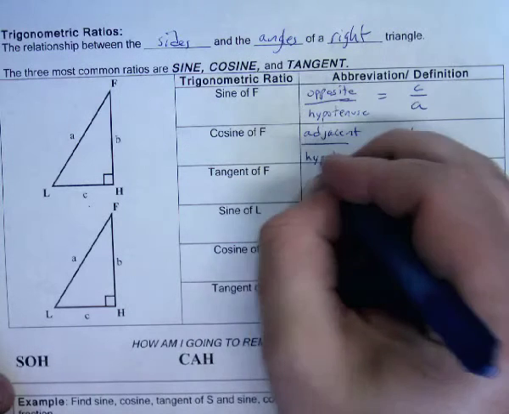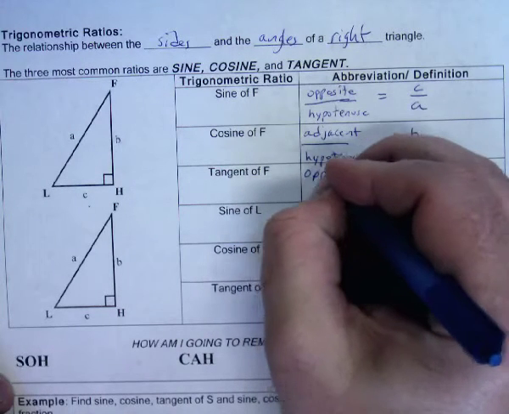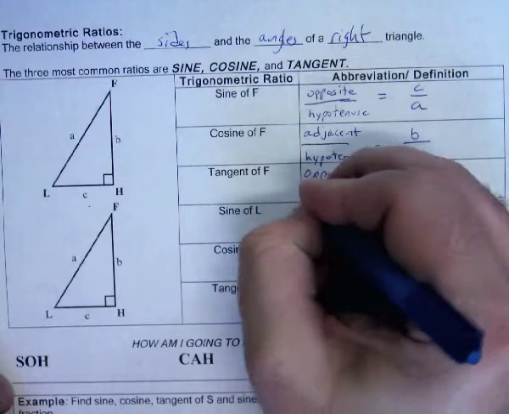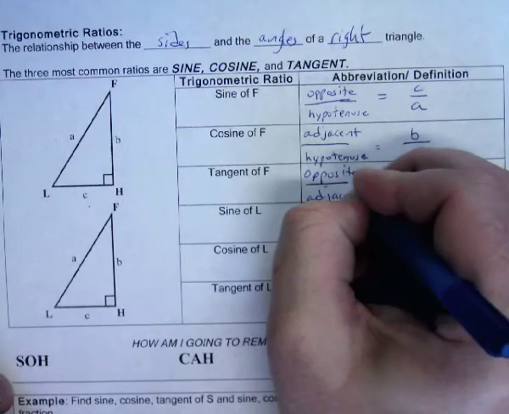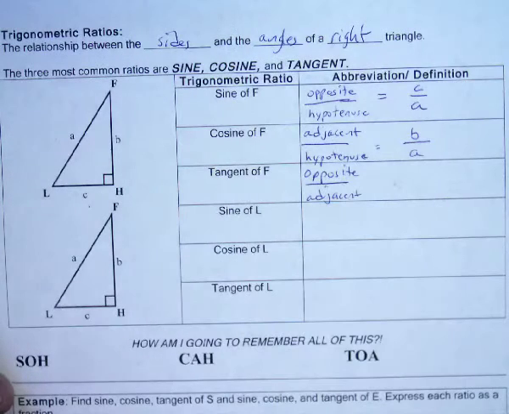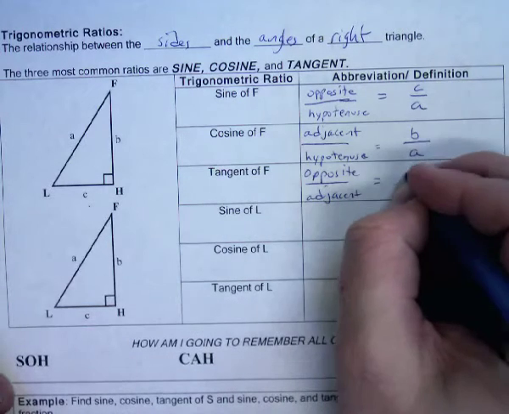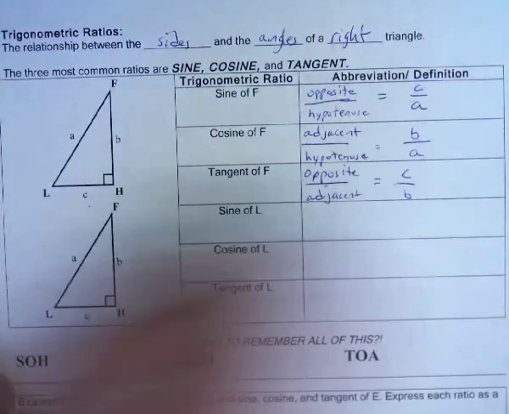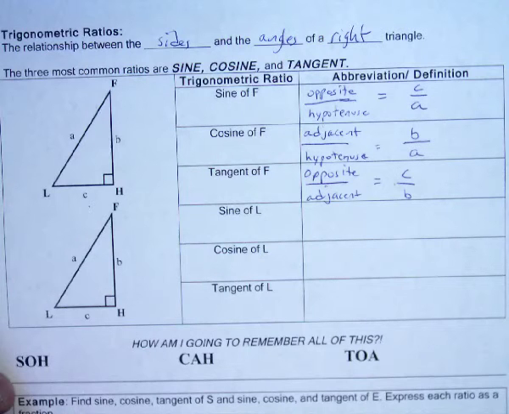Tangent. Tangent is opposite over adjacent. So when I take the tangent of F, the opposite side is C, the adjacent side is B. So as I go down, now we go sine of L, cosine of L, tangent of L.